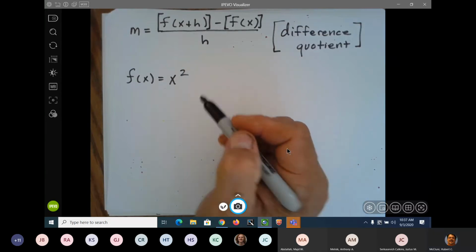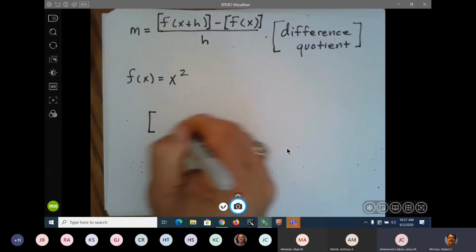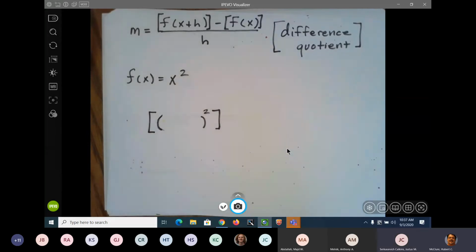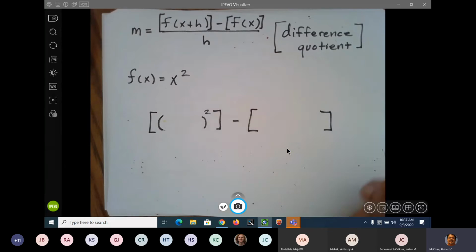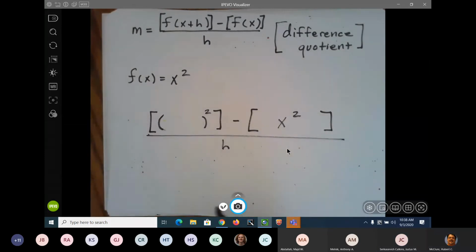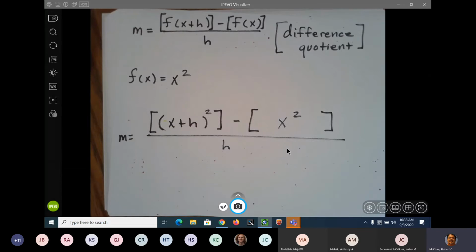Okay, so here I'm going to rewrite this, and I'm going to put my first set of brackets right here. And I'm going to put parentheses squared, because that's squared. I'm going to plug something in. Minus, what is f of x? X squared. Over h. And I'm going to plug x plus h right here. Now I'm plugging that in. I'm going to take my highlighter.